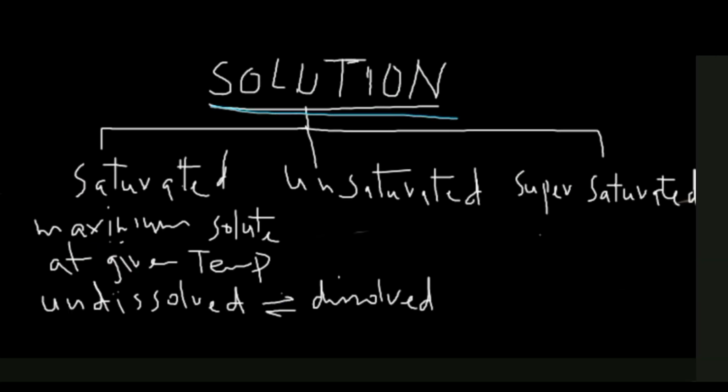So we can say that solutions are also classified by their solubility, the ability of dissolving a solute. These are of three types. The first one is the saturated solution, the second one is the unsaturated solution, and the third one is the supersaturated solution. So the first one, you can say, is the saturated solution.